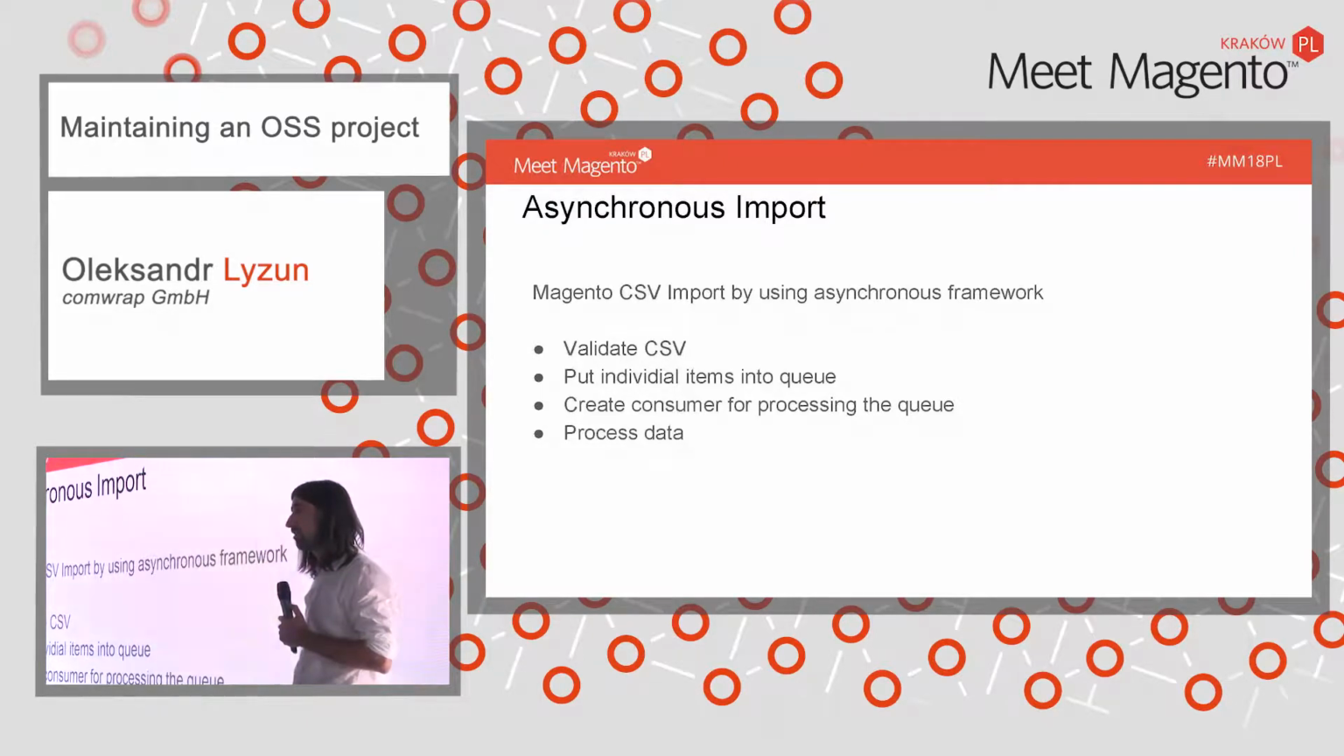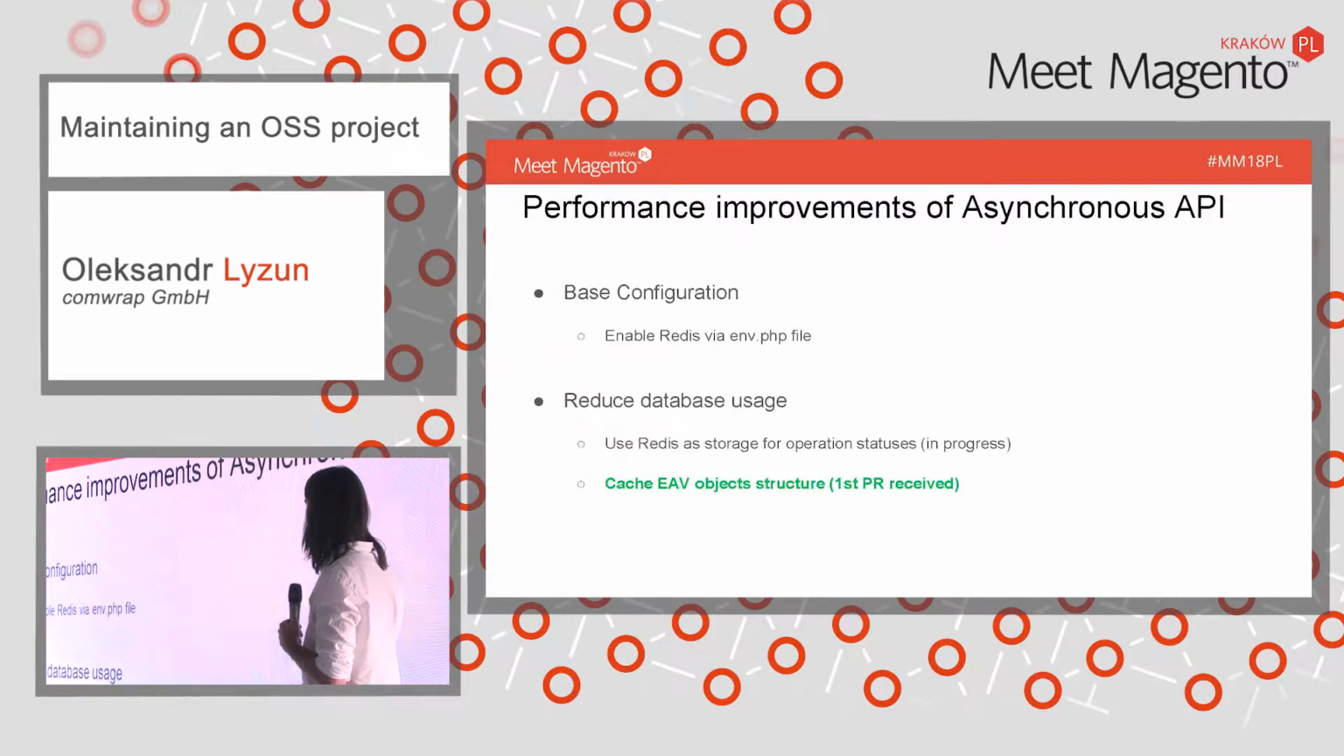So you get the CSV on the backend, you validate it, then you parse it into single messages and put them into the queue, and then a special consumer will take the messages from the queue and proceed with your import. In this case, if you have very fat files with thousands of lines, your system will not die. I hope so. Didn't try it yet. It's still in development.